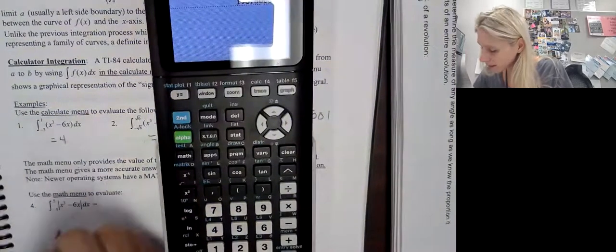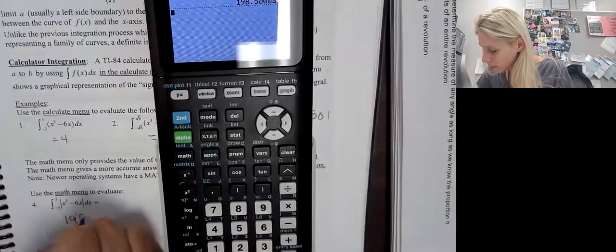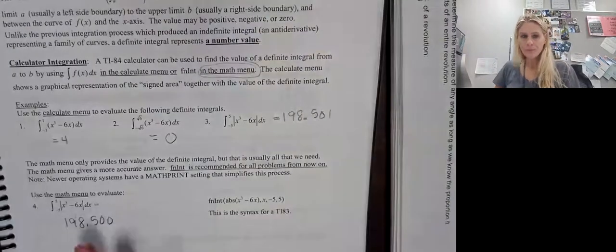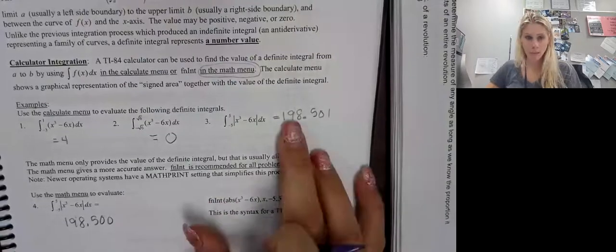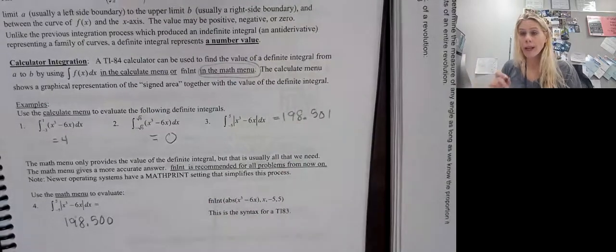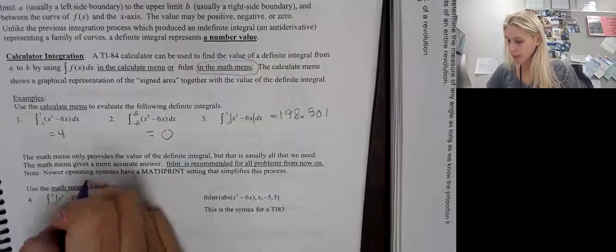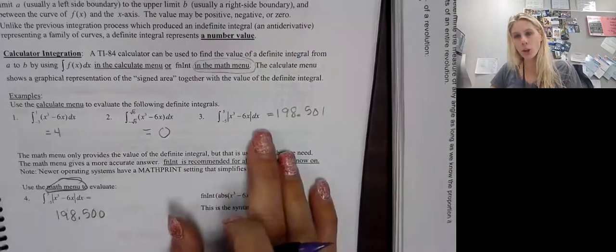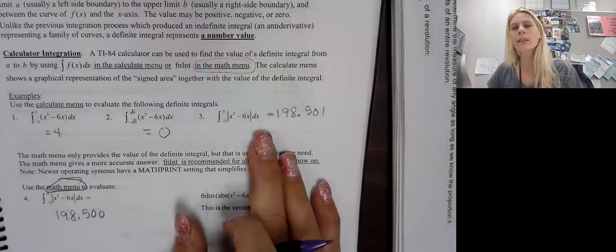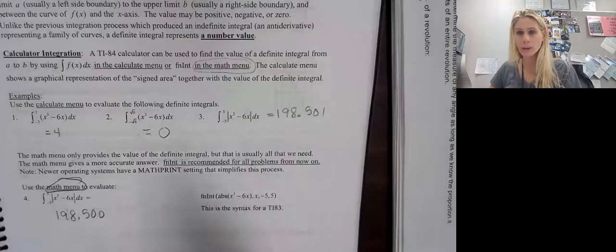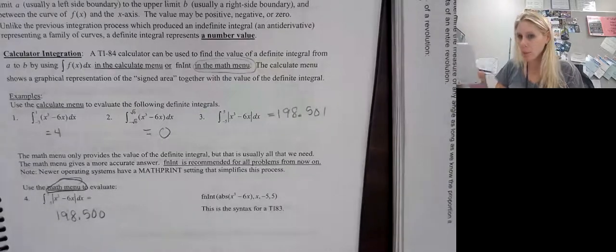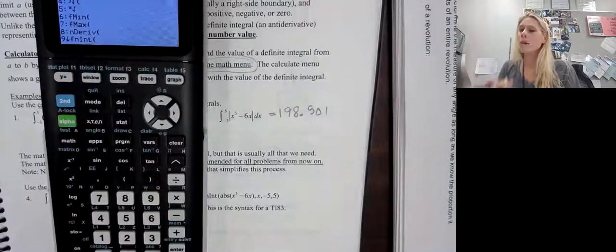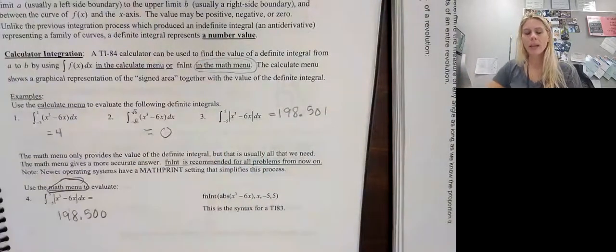So as you can see, I get 198.500. Now, this is more accurate than this one. So what I recommend, always use your math menu. Always use your math menu. I wanted to show you the graphing because I wanted you to see what it looks like. So that's what we're going to do as we go along. But usually what I want you to do is go to your math, just like you did your derivative, and fill that in, press enter, and you're all set. Okay, try some of that out.